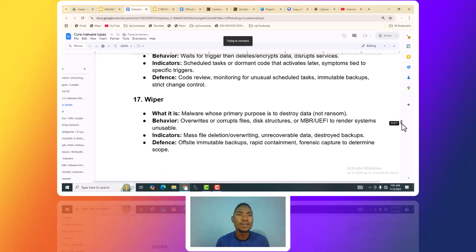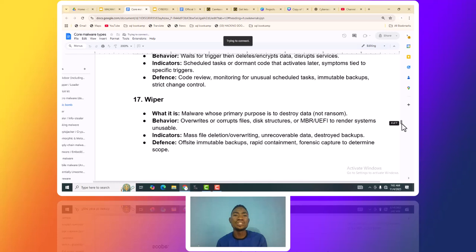Wiper the Viper. So we'll talk about Mr. Wiper. What is Mr. Wiper here? I'm talking about wiper in terms of malware. I'm not referring to a person. So wiper is a malware whose primary purpose is to destroy data, not ransom. It's to destroy data. And the behavior is that sometimes it overwrites or even corrupts files, it corrupts disk and disk structures, and even the MBR or the UEFI to render the system unusable. That means you cannot use it again after you have been infected by a wiper.